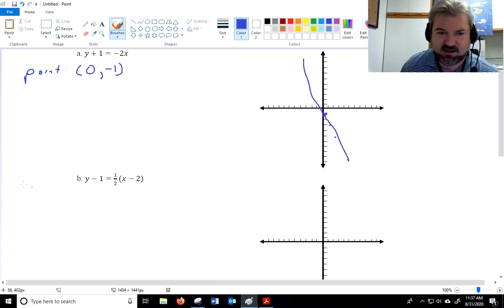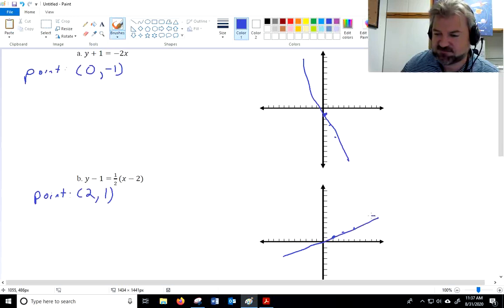All right, on the next one, we have a point at opposite with the number with x is 2, opposite number with y is 1. So 2, comma 1, and we're going to do a slope of up 1 over 2. And I want to say it's going to go right through the origin, it looks like. All right.